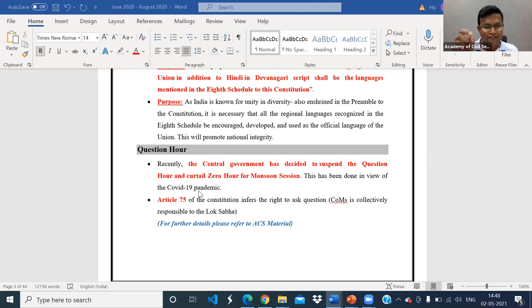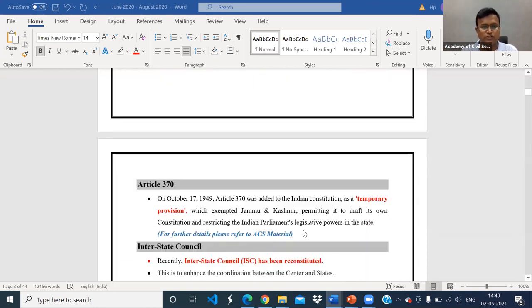Am I right? Then we can infer from Article 75, that is the collective responsibility of the Council of Ministers to Lok Sabha, that a member of Lok Sabha has the power to ask questions to the Council of Ministers. Yes. Then Article 75 of the Constitution infers the right to ask questions. Article 75's direct content is that the Council of Ministers is collectively responsible to Lok Sabha.